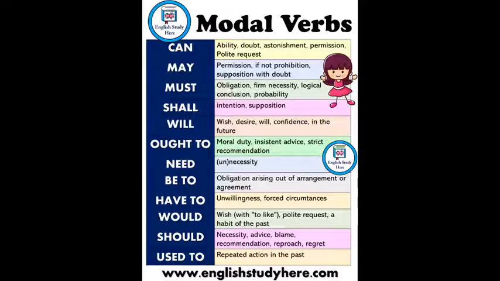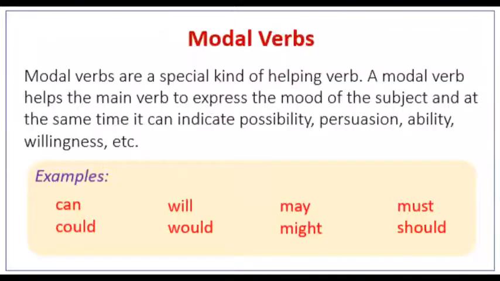That means modal auxiliaries are the verbs or the set of words that actually present the mood of your subject. And now moving with the picture that has been displayed on your screen, when we talk about the further definition of modal verbs or modal auxiliaries, then we can go with the lines. And the line says that modal verbs are a special kind of helping verb.